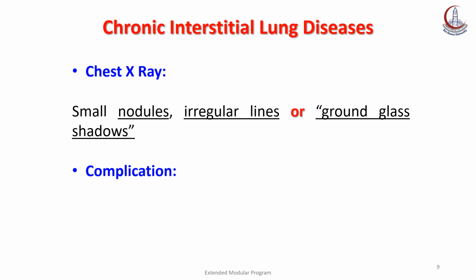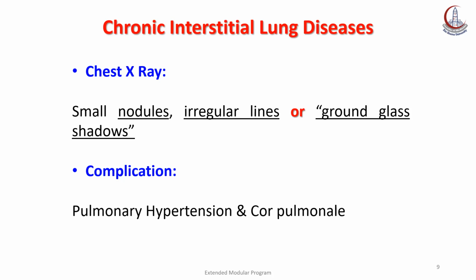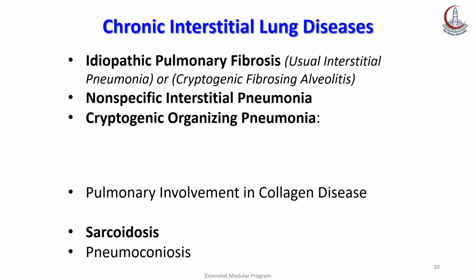X-ray investigation reveals small nodules, irregular lines, ground glass shadow, or honeycombing, like we said before, in some cases. The complications of lung disease, as we said, are pulmonary hypertension and right-sided heart failure, which is called cor pulmonale. Chronic interstitial lung diseases include idiopathic pulmonary fibrosis, which is called usual interstitial pneumonia or cryptogenic fibrosing alveolitis. Cryptogenic and idiopathic mean unknown cause. These names equal unknown cause. Then non-specific interstitial pneumonia, and cryptogenic organizing pneumonia.